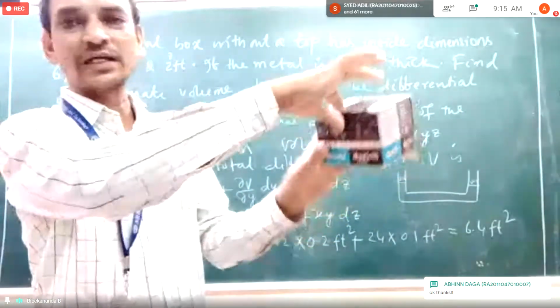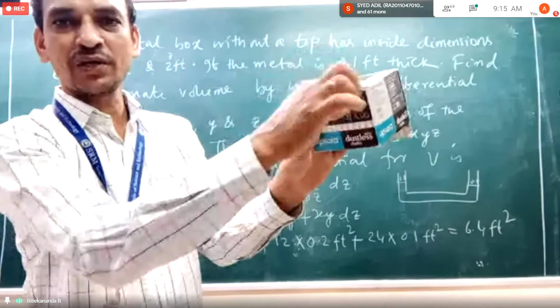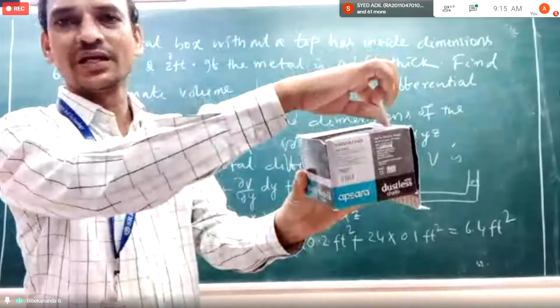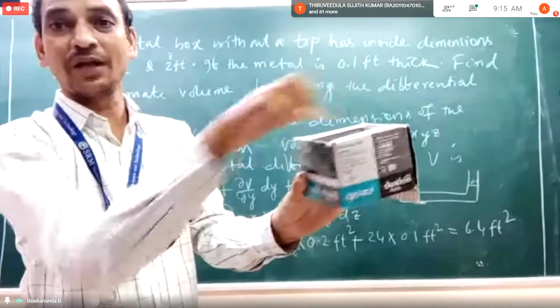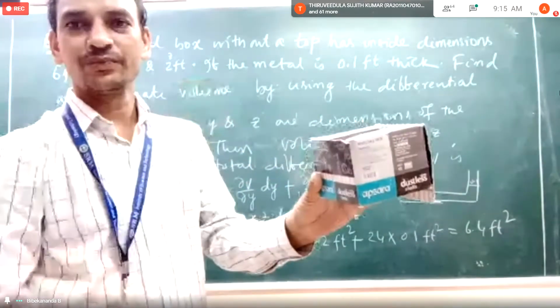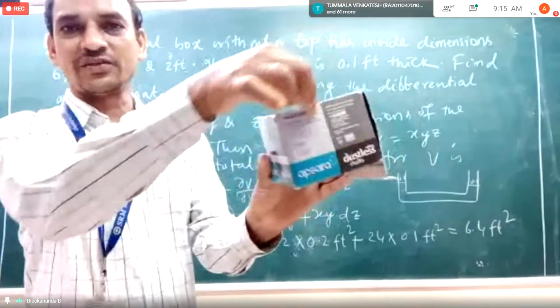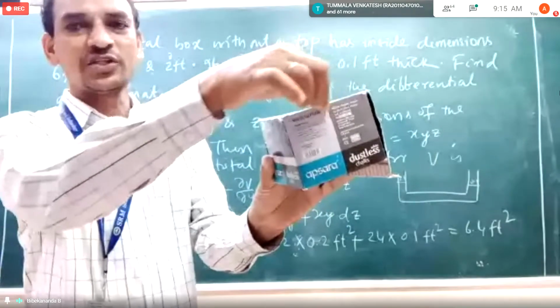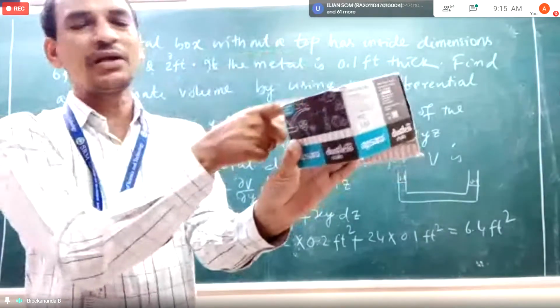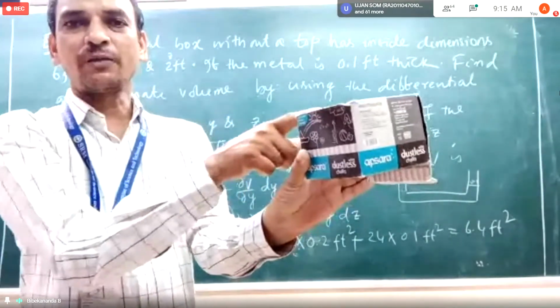Because if I consider this face, this is 0.1 thickness. Again, this is 0.1 thickness. So I am having two faces similar. So 0.2. Similarly, if I consider this face thickness is 0.1. Again, I am having the similar face here, back side. So that also 0.1.